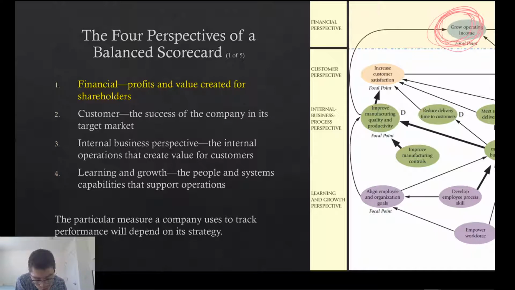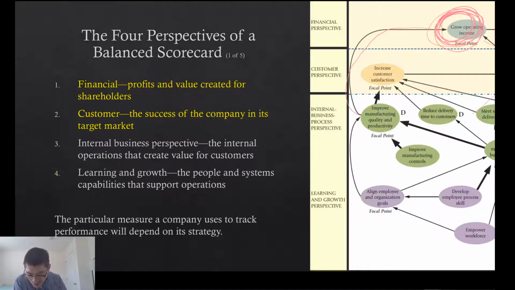And how do we achieve that? Through all these objectives. The customer perspective is about the success of the company in its target market: how to satisfy or please our customers, to retain customer loyalty and to increase customer satisfaction. In terms of the strategy map, it is the second level.